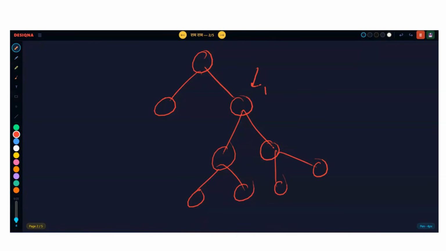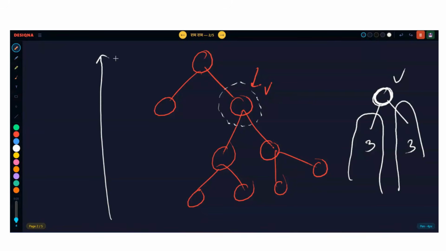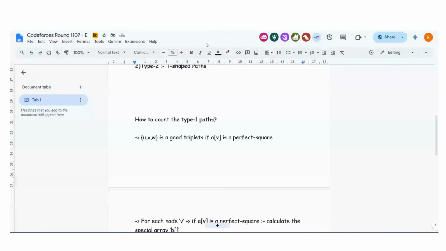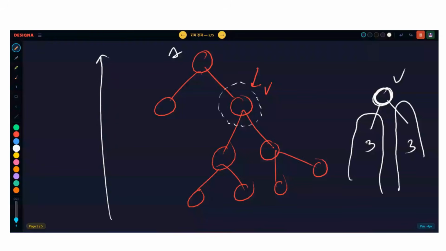And this is my node V. So if I try to isolate my node V, it will look like this. This is my node V, and this branch has 3 nodes. This branch has 3 nodes. I can calculate how many nodes are there in a branch by using bottom up DFS DP, going from bottom to up, and then calculating the number of nodes in each subtree. If you don't know how to do these things, please do my prerequisite course, which is completely free. Click on this link and do it now.